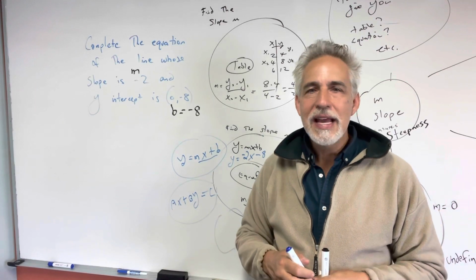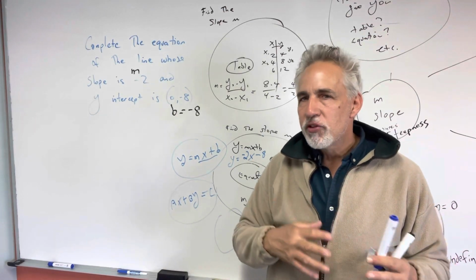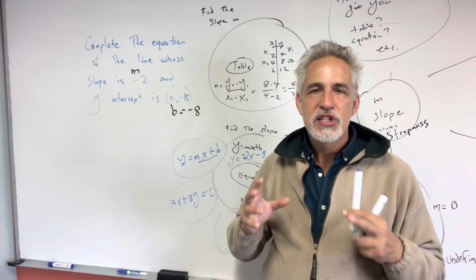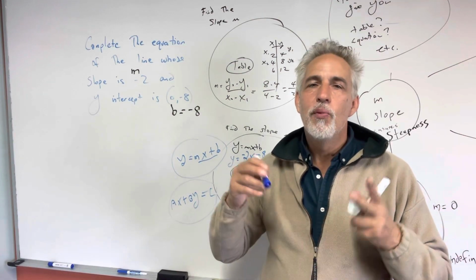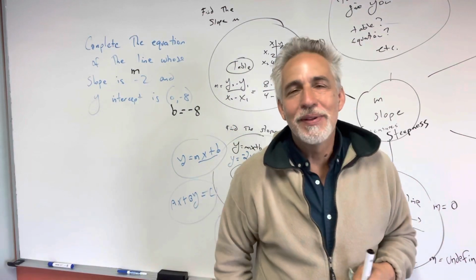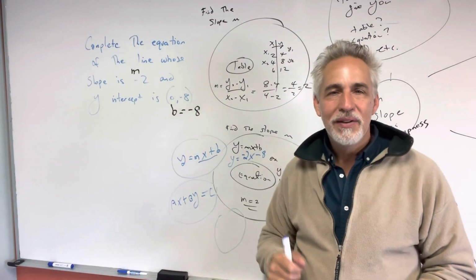Now, I think some people might get confused because they might put the -2 in for x. No, that's not an x. That's not a term that is an x coordinate or anything like that. It's actually the slope, which is the m part of y = mx + b. So the m gets replaced by the -2.